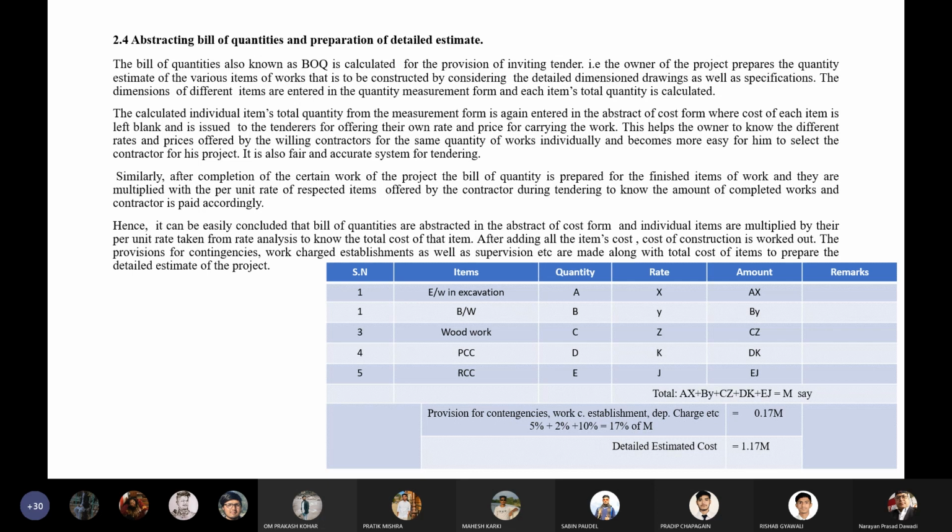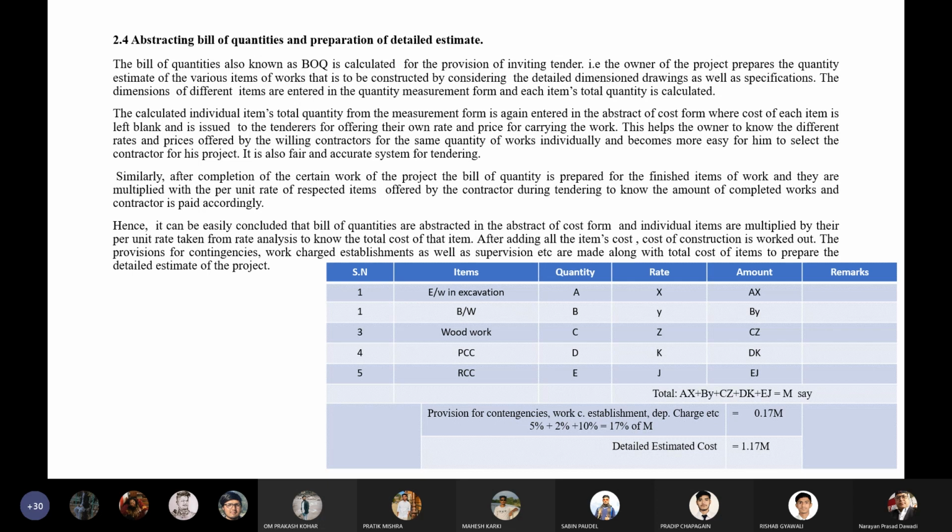These all are the amounts. The amount of each and every item can be calculated separately. After adding all the amounts of each and every item, you will get the total items cost, the total cost of construction. These are the direct costs. These are not the indirect costs. These are the direct costs.